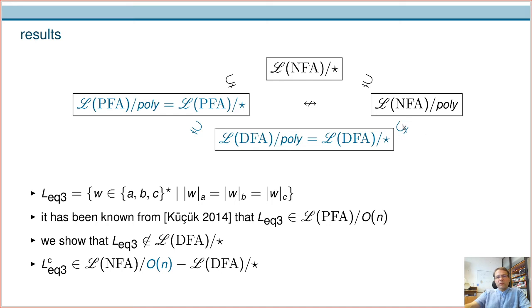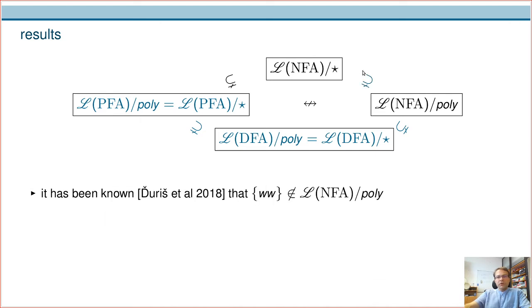For this inequality, it has already been known that there are some languages that can be recognized by a non-deterministic automaton with polynomial advice, but cannot be recognized deterministically. We just improve this advice size by noting that the complement of this language can easily be recognized with linear advice by a non-deterministic automaton, but since the deterministic automata are closed under complement, it cannot be recognized by a deterministic automaton. So we have this strict separation between determinism and non-determinism with polynomial advice.